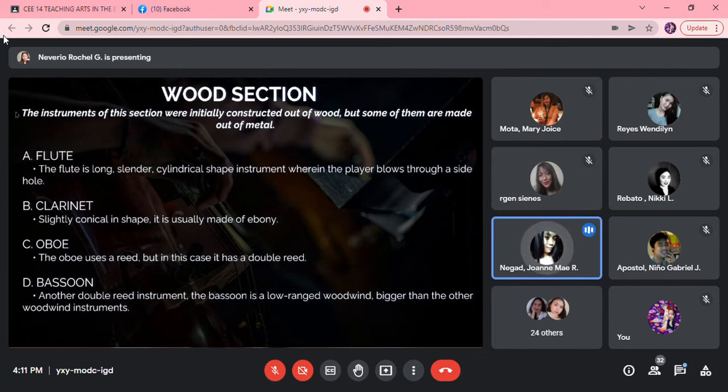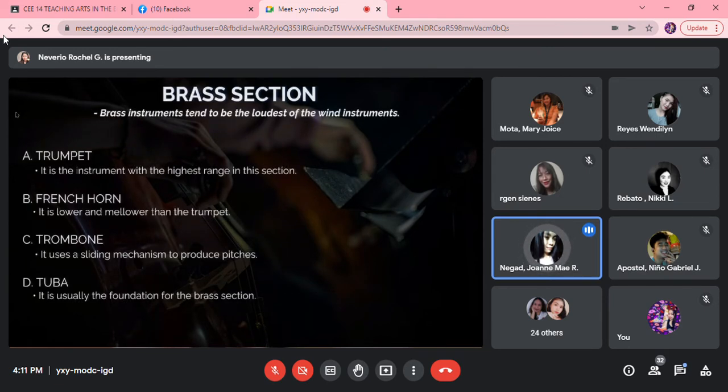Next po. Ay, bassoon pa pala. Sorry po, bassoon. Pabalik na lang po. May isa pa po pala.